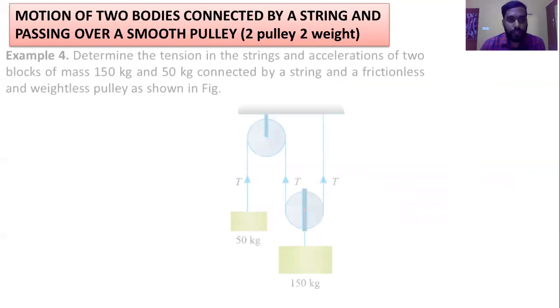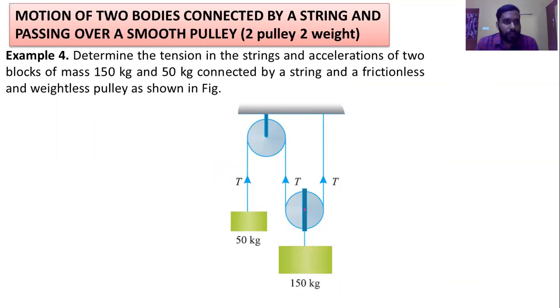Okay, so example 4: determine the tension in the strings and the acceleration of two blocks of mass 150 kilogram and 50 kilogram connected by a string and a frictionless and weightless pulley as shown in the figure.